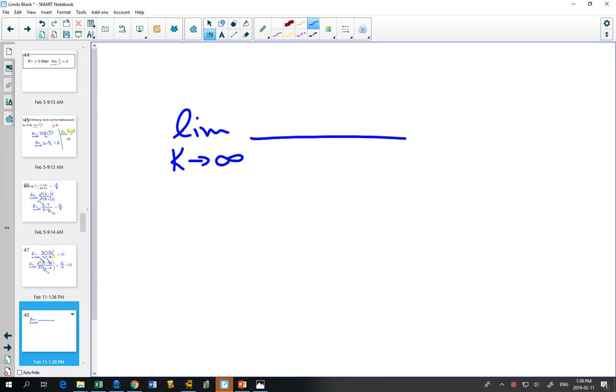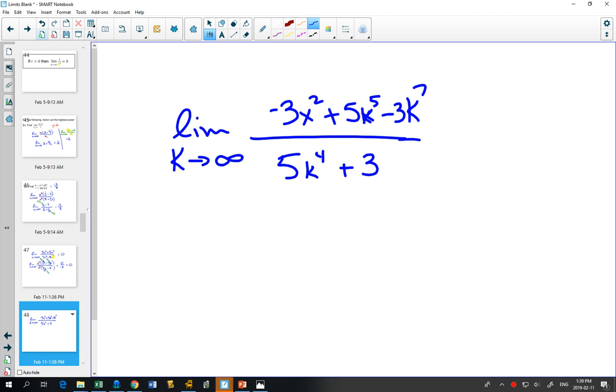Limit as k goes to infinity, negative 3k squared plus 5k to the 5 minus 3k to the 7, over 5k to the 4 plus 3k to the 6. It's hard to make a k after you've been making x's for a long time. That last k was almost a fail.